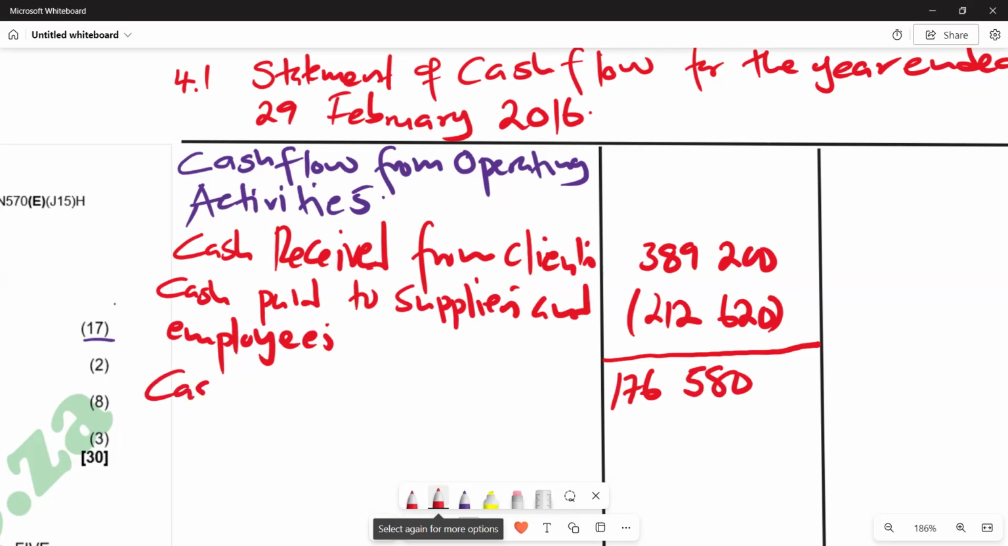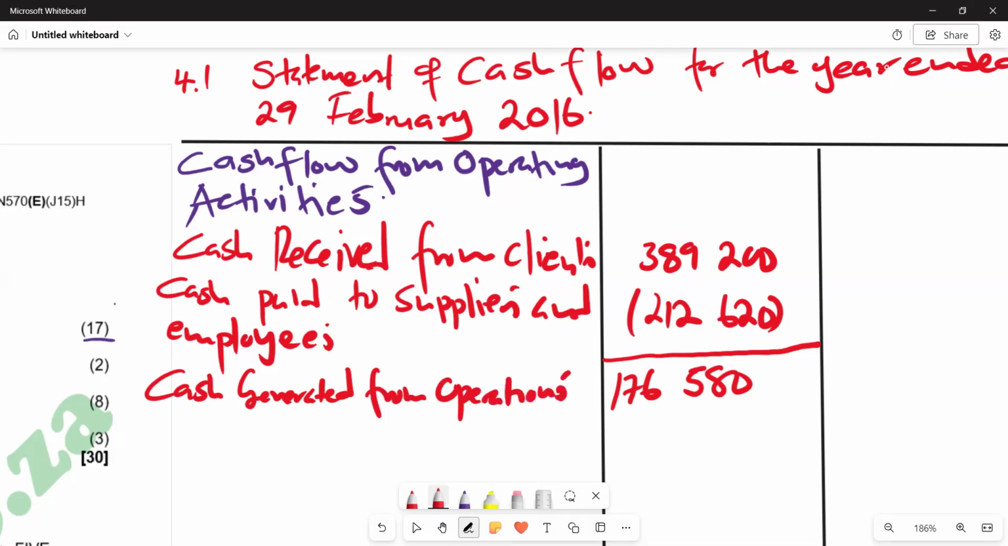So here we're just saying cash generated from operations. So this is what we have in terms of cash generated from operations.